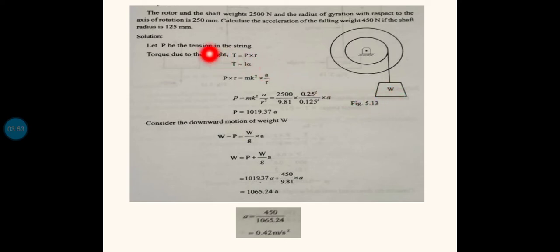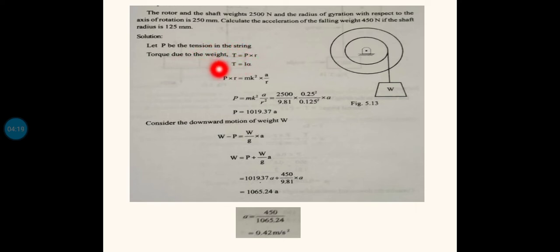So let P be the tension in the string. Since the weight is attached to one end of the string, there will be a tensile force acting at the other end of the string. So the weight is acting downward, and at the end where it is tied to the weight, a tensile force P will be acting upward. So P will be the tension in the string.